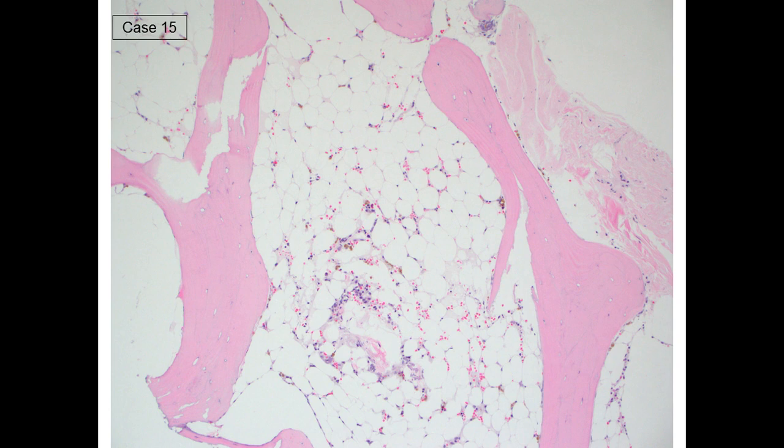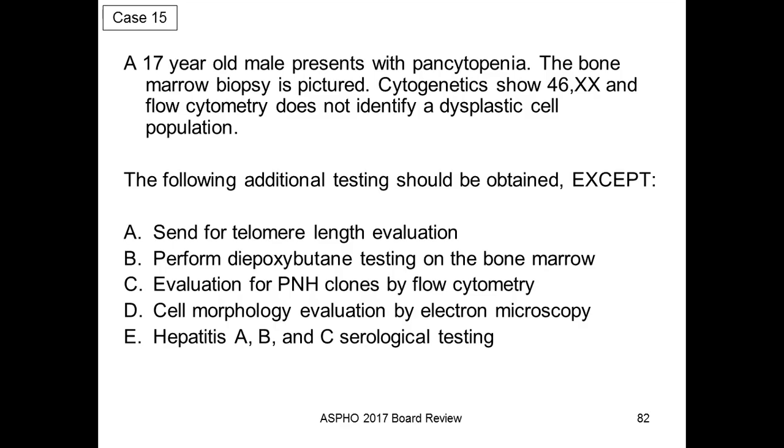Okay, so now we're moving on to a bone marrow biopsy. Here we have a bone marrow biopsy. This is a bone marrow biopsy from a 17-year-old male who presented with pancytopenia. His cytogenetics were normal, and the flow cytometry was also normal. It did not identify a dysplastic cell population. So which of the following additional testing should be obtained?